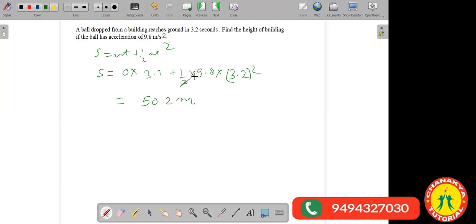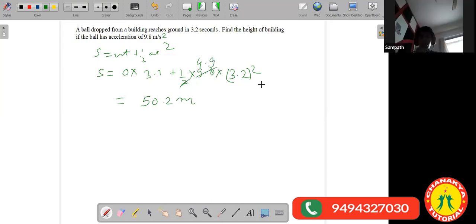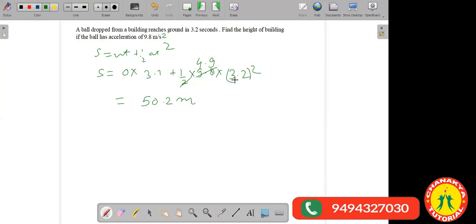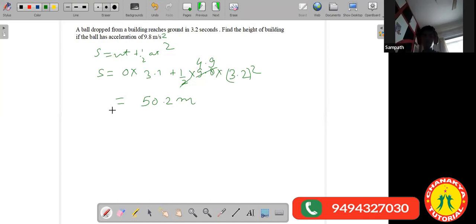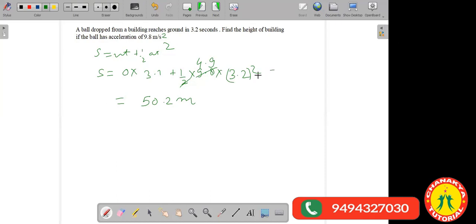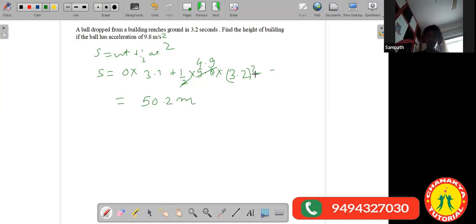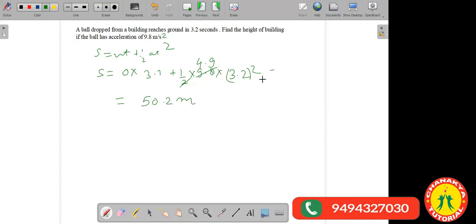See, you can cancel this. You will get here 4.9 and multiply this 4.9 with the square of 3.2. What's the square of 3.2? It's 10.24. Yes, sir. The square is 10.24 and multiplied with 4.9, you get 50.2.